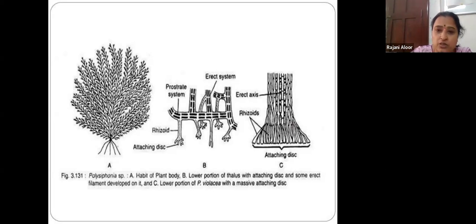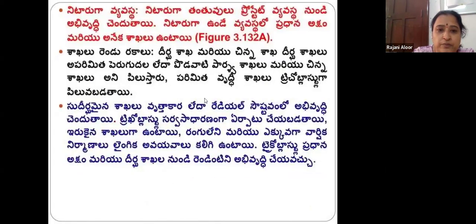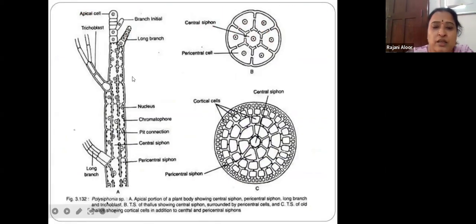One second, I'll show you the picture. See here, this is the total long branch. This one is the short branch. This part is called the trichoblast. Where the short branch is, the trichoblast is there.